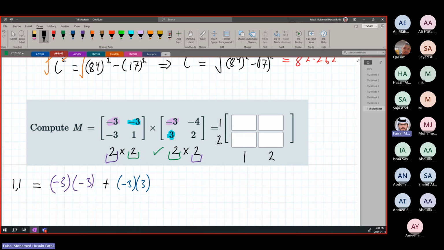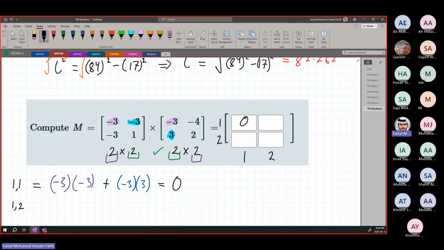So this is how we're going to solve for the first box, which is 1, 1. It is going to be equal to minus 3 times minus 3 is 9, plus negative 3 times positive 3 is negative 9. So this is 0, right? Then we're going to look at 1, 2, the second box, which is first row, second column.